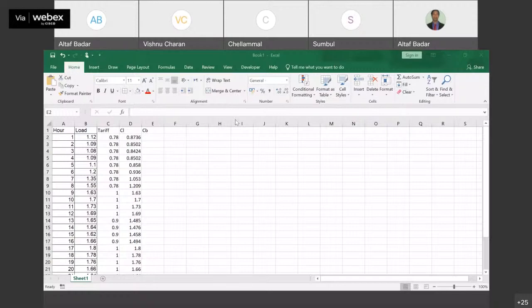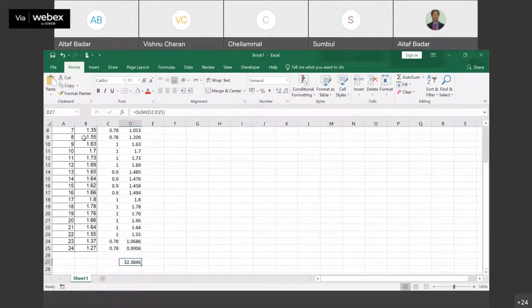So what I have done here, I have taken the load, tariff, and multiplied it. This is CL. I found the sum here. Why CL was introduced, one of the reasons is demand response. In that case, we'll have this CL also changing.